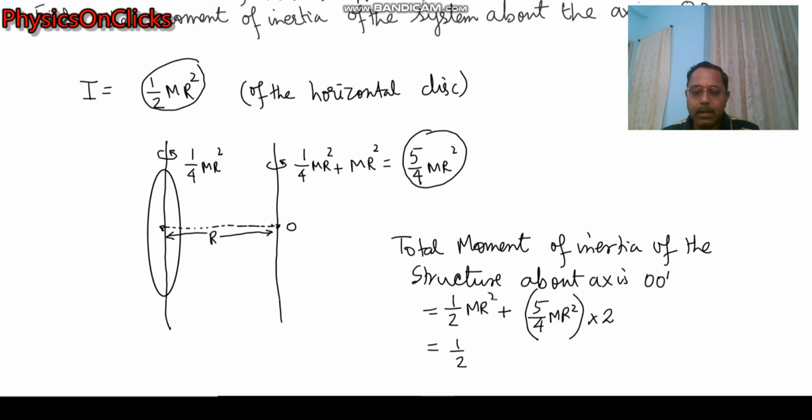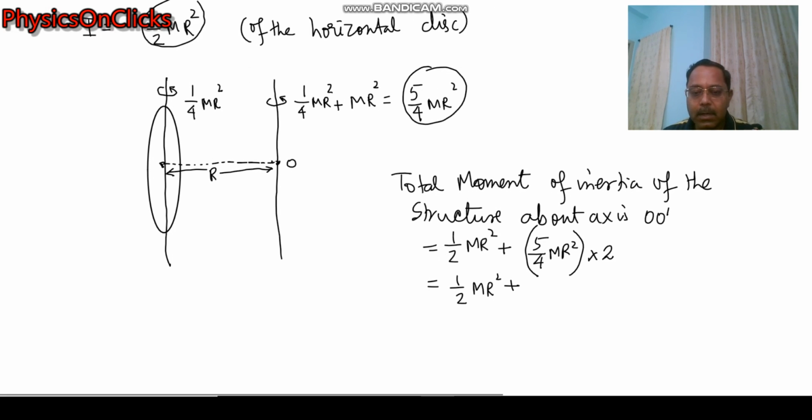So finally it is half m r square plus, again if you work out how much it comes out to be, 5/2 m r square. 4 and 2 get cancelled. So 1/2 plus 5/2 is equal to 6/2, that is 3 m r square. So we have 3 m r square as the moment of inertia of this structure about the given axis as per the given situation. Just check the calculations.